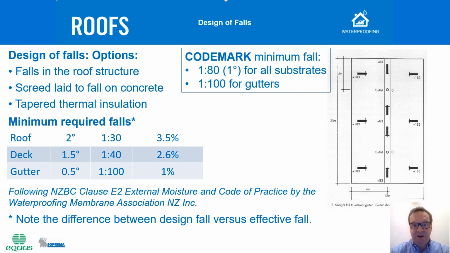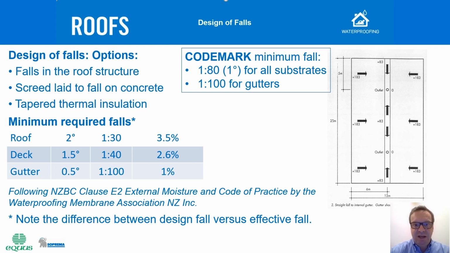If we look at the falls, it's important to understand that there is a difference between design fall and effective fall. The design fall is what we initially put on the drawing. The effective fall is what we will have after the roof concept has been built and has been servicing us for a couple of years. So some substrates will have more deflection than others, for example, reinforced concrete compared to plywood. We have to take this into account, so that's why minimum design fall is quite important.